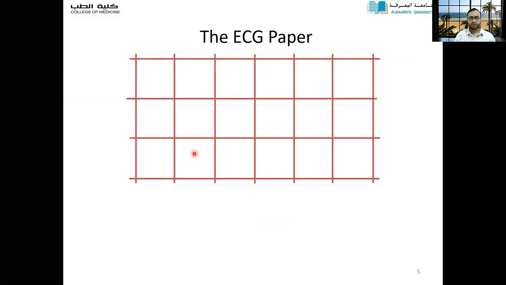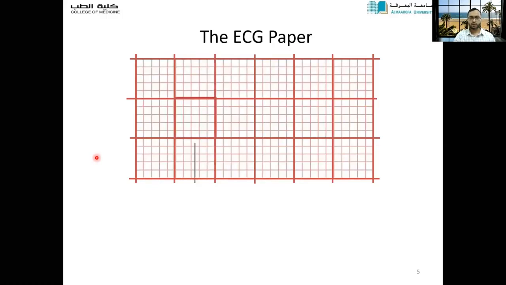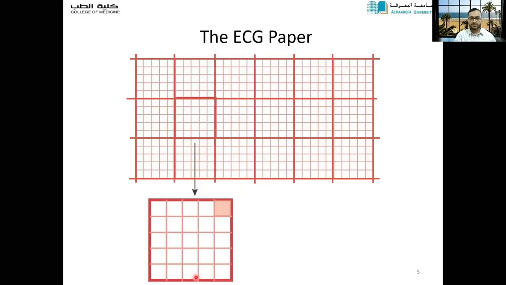It comprises some squares which are marked by darker lines. In ECG, we use the terminology large square or big square. These big squares are divided further by lighter lines into smaller squares. So if you enlarge a single big square, it contains 25 small squares.